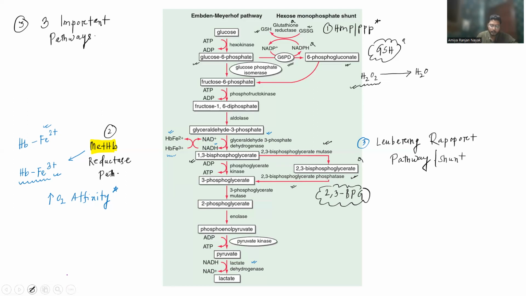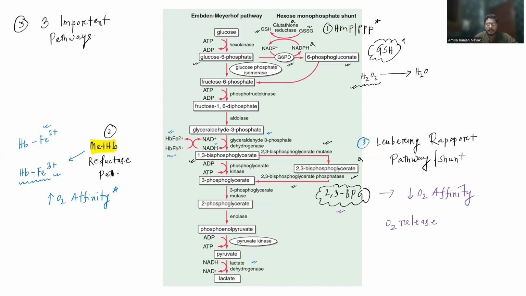I told you methemoglobin will increase the oxygen affinity, but 2,3-BPG will reduce the oxygen affinity. Because it reduces oxygen affinity, it can cause oxygen release from the hemoglobin to the tissues. So this helps in oxygen release to the tissues. That is why RBCs also produce 2,3-BPG or 2,3-DPG. Okay, so these are the three important pathways that RBCs use for our benefit.